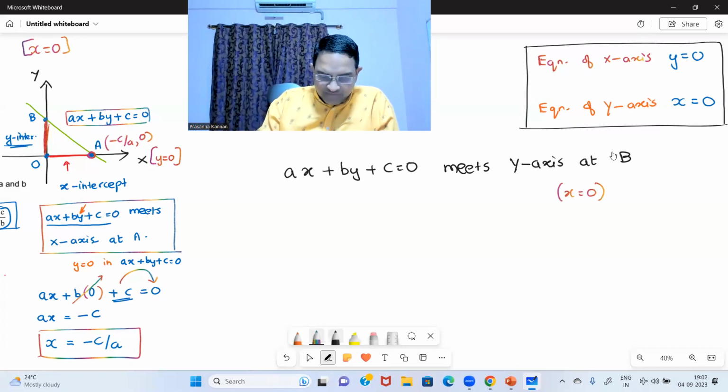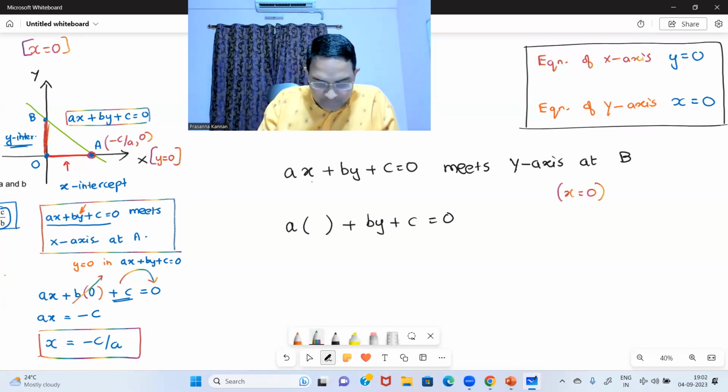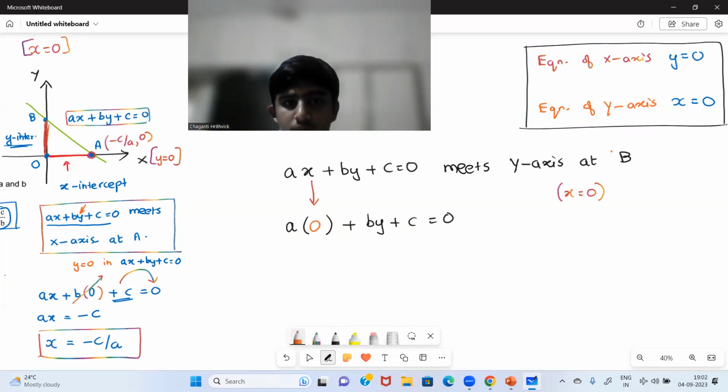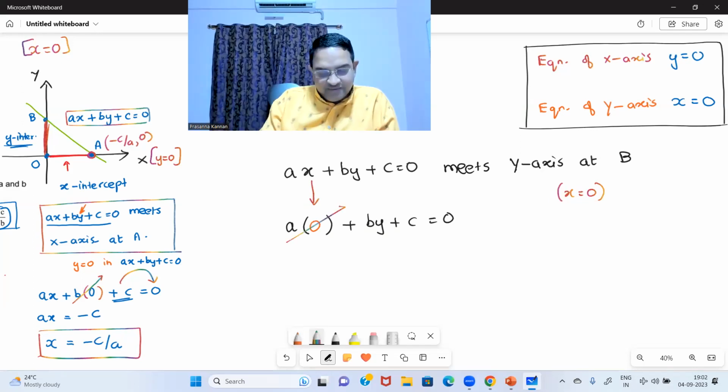So what will I do? I have this equation ax plus by plus c equal to 0. But what do I substitute for x? 0. Exactly. So because I do that, this is gone. By plus c is 0. So what is my by? Minus c.